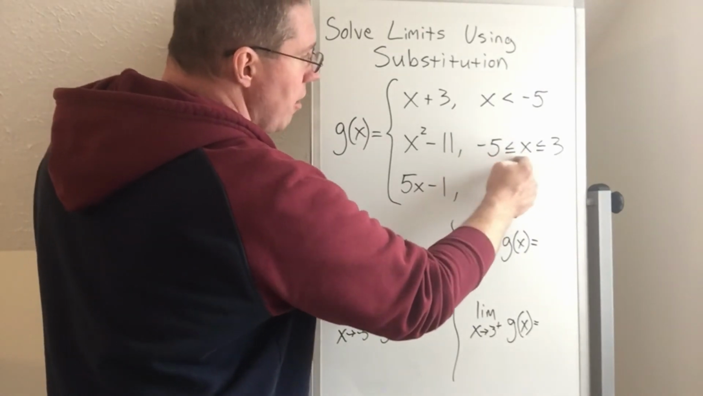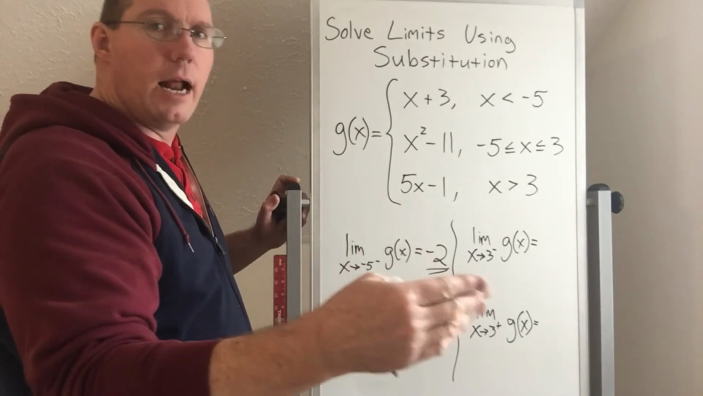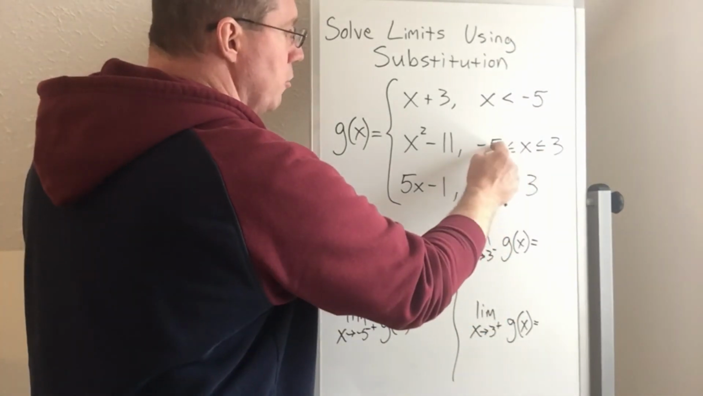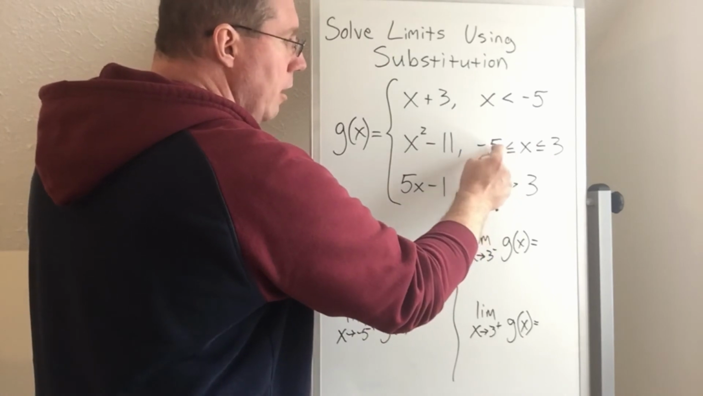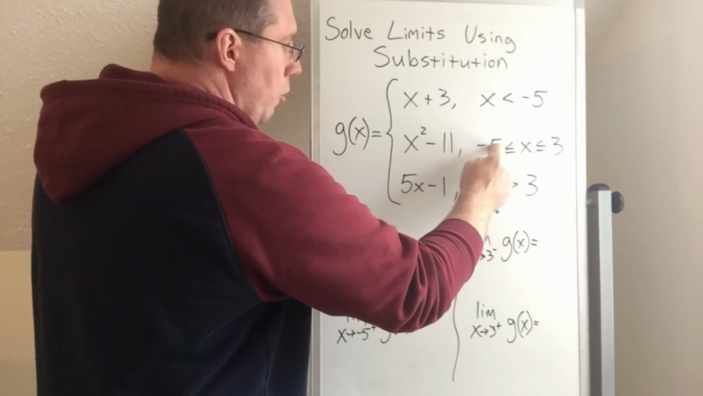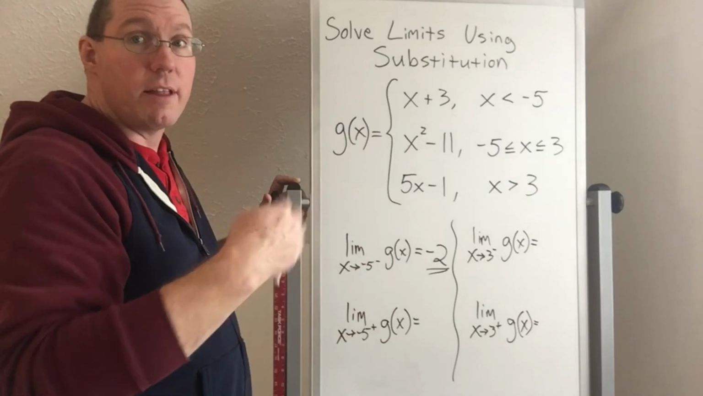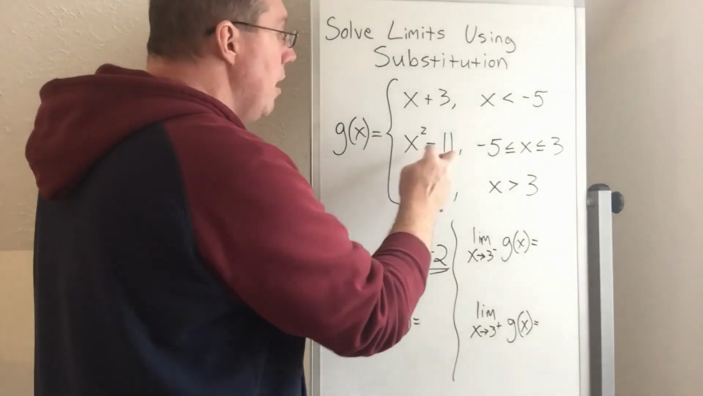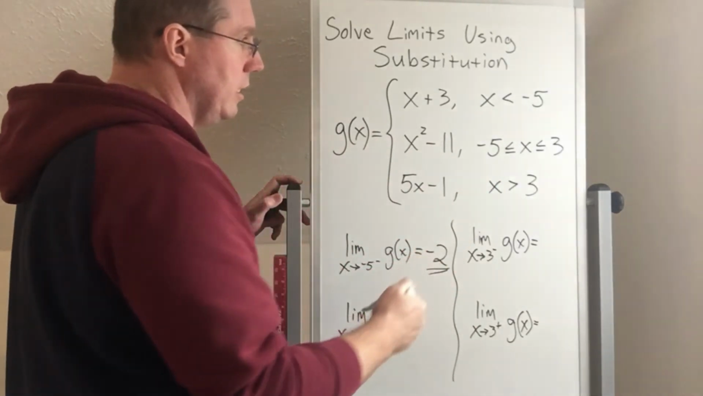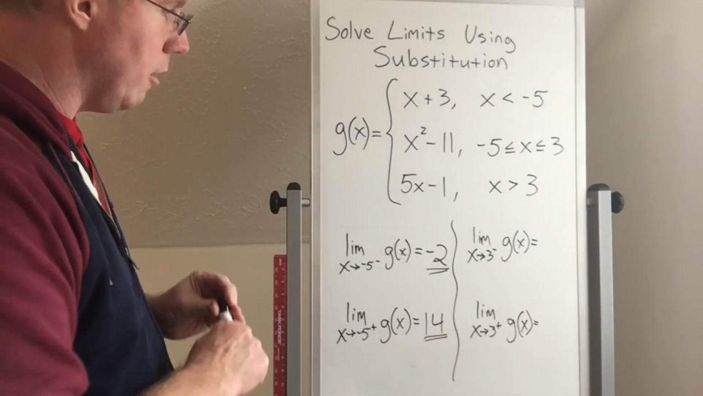So here, all these numbers, like -4.99 and -4.999999, those are in this range right here, between -5 and 3. And so because we want the numbers that are larger than -5, we're going to plug -5 into this one right here. Well, -5 squared, that's +25, because -5 times -5 is +25. Minus 11, that's 14, right? And so the answer to this one is going to be 14. Okay, there we go.